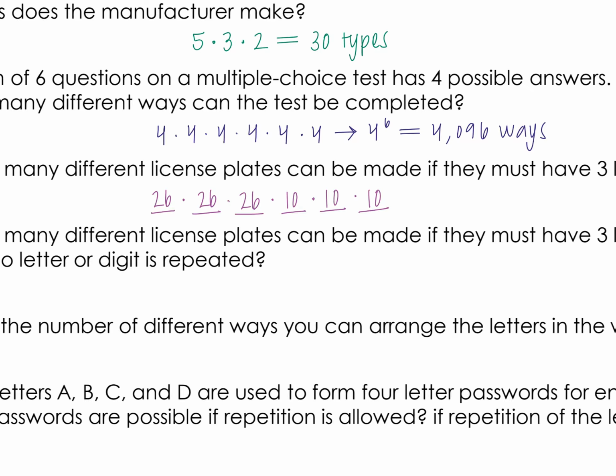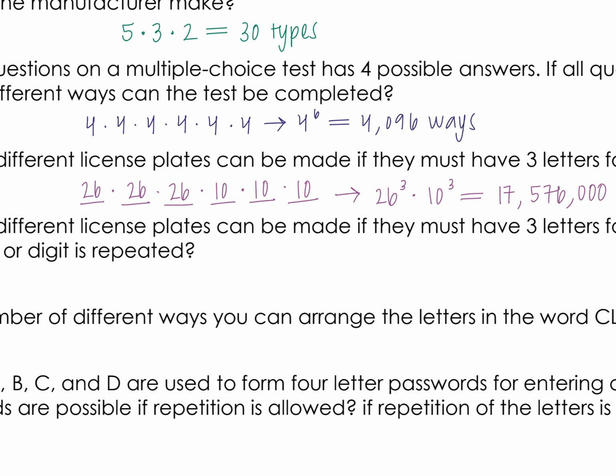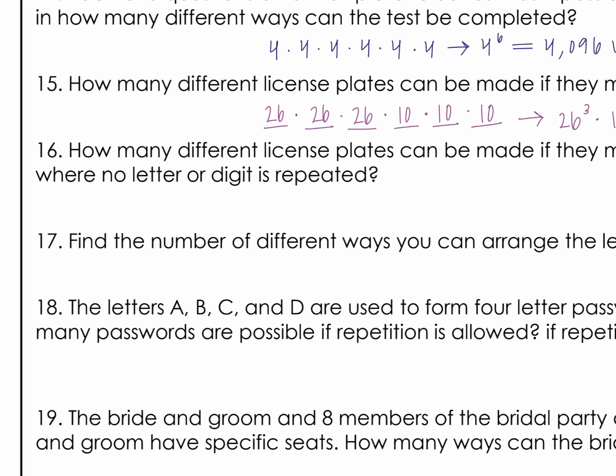And so therefore we could still be using the same letters over and over or the same digits over and over. So this is just going to be kind of like the one above it, where I could do 26 to the power of 3 times 10 to the power of 3, which is equal to 17,576,000 as my answer. Okay, but when we move into number 16, it's a very similar situation.